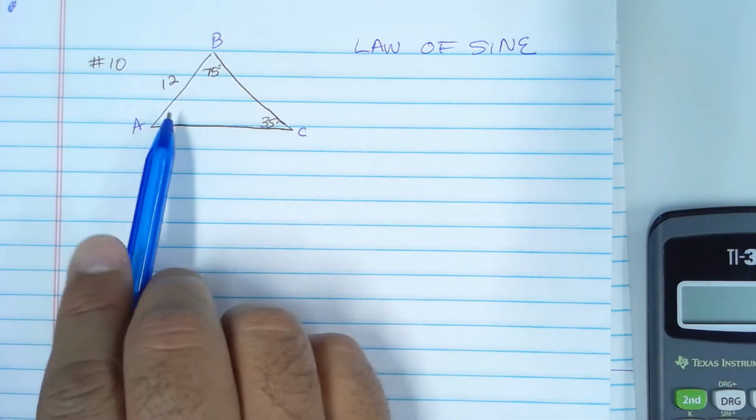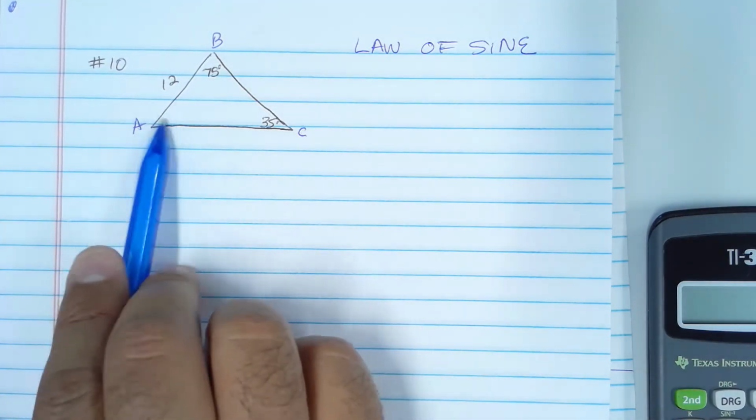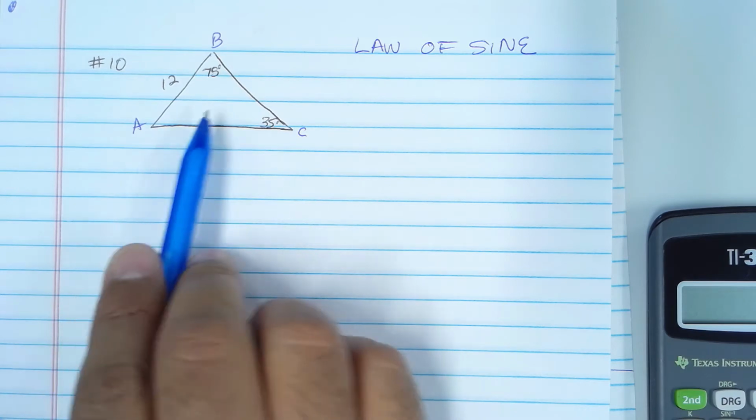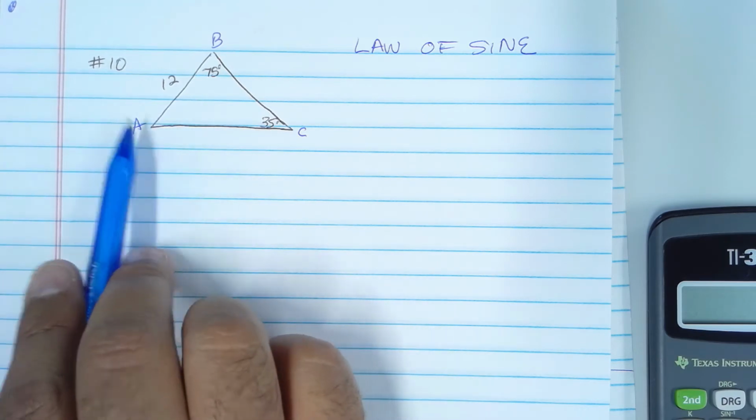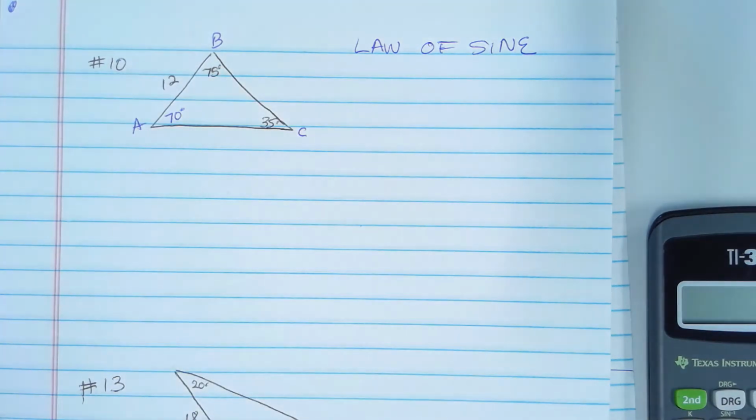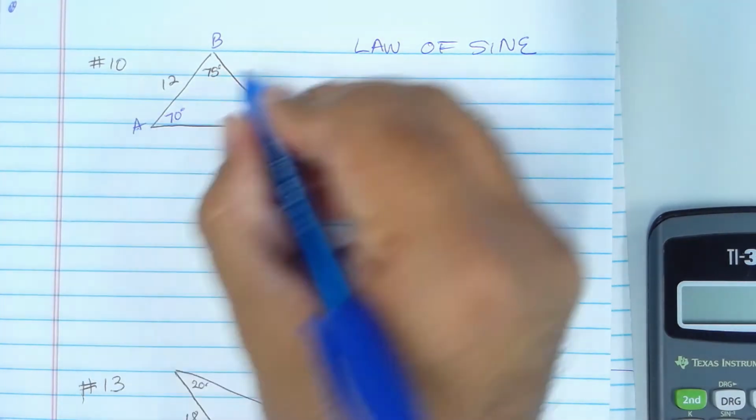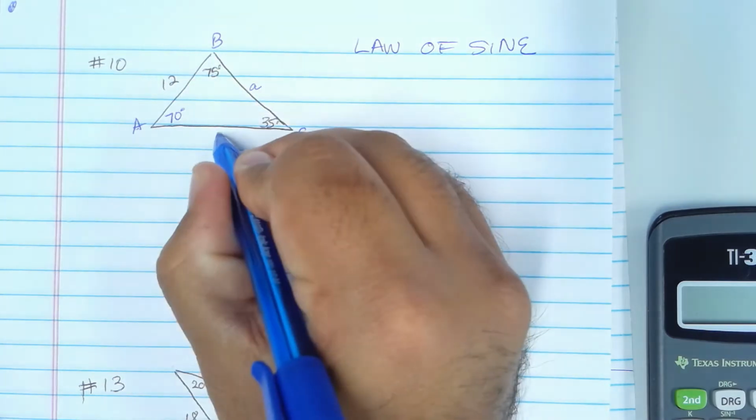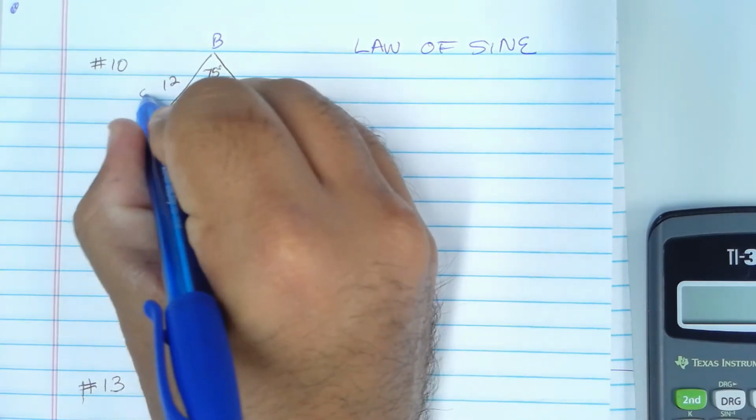All right, so in order for us to figure out angle A, what should we apply? The triangle sum theorem. Once we get this, what is angle A? 70 degrees. So now we know that if this is A, this would be little a, this would be little b, and this would be little c.